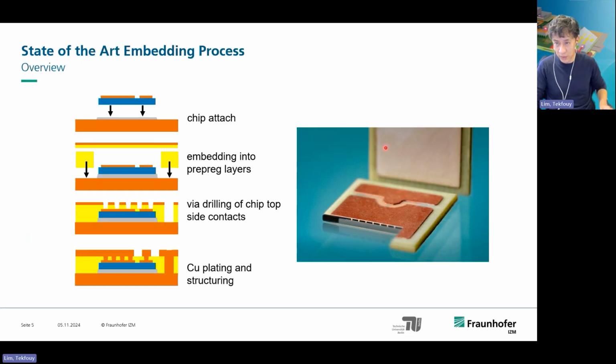So I'm talking about the embedding process, but here I will just show you this overview. How does it work? First we have the substrate, the PCB-based substrate. We can attach the chip directly with a sinter glue. Then we make a cavity in the prepreg layers, and connect the chip by applying different thin-film layers, then drilling, plating, and structuring the whole interconnections.